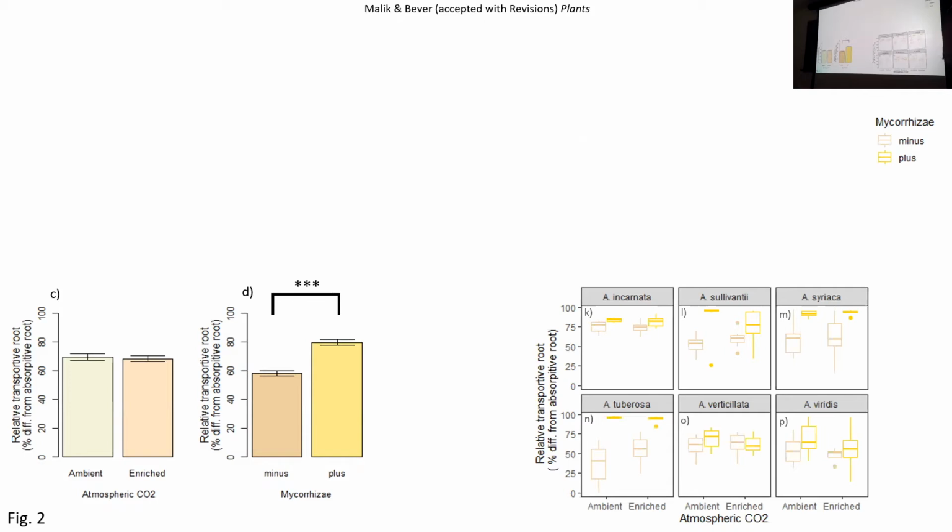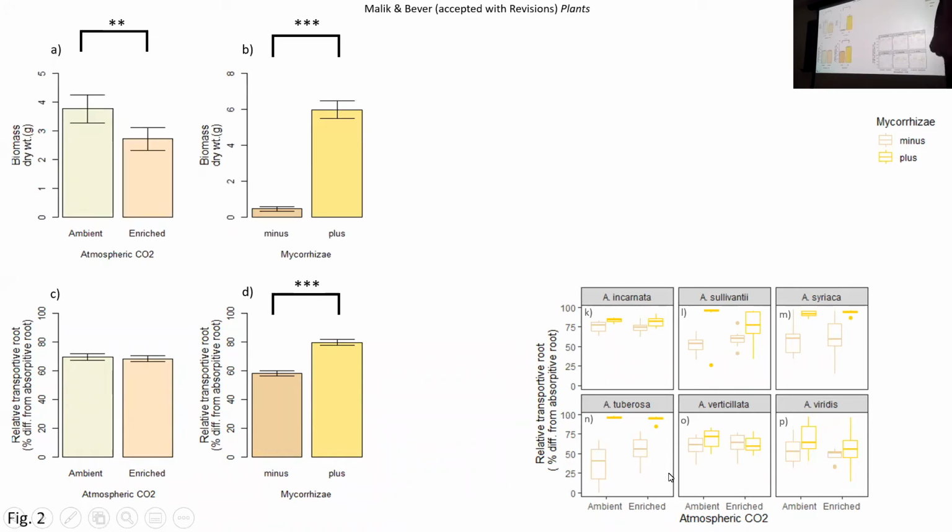So for those of you looking at verticillata here, you can see that there's an interaction such that when there's enriched atmospheric CO2, the effect of mycorrhizal fungi, which is the yellow, declines. Whereas when there's ambient CO2, the effect of mycorrhizal fungi is stronger.